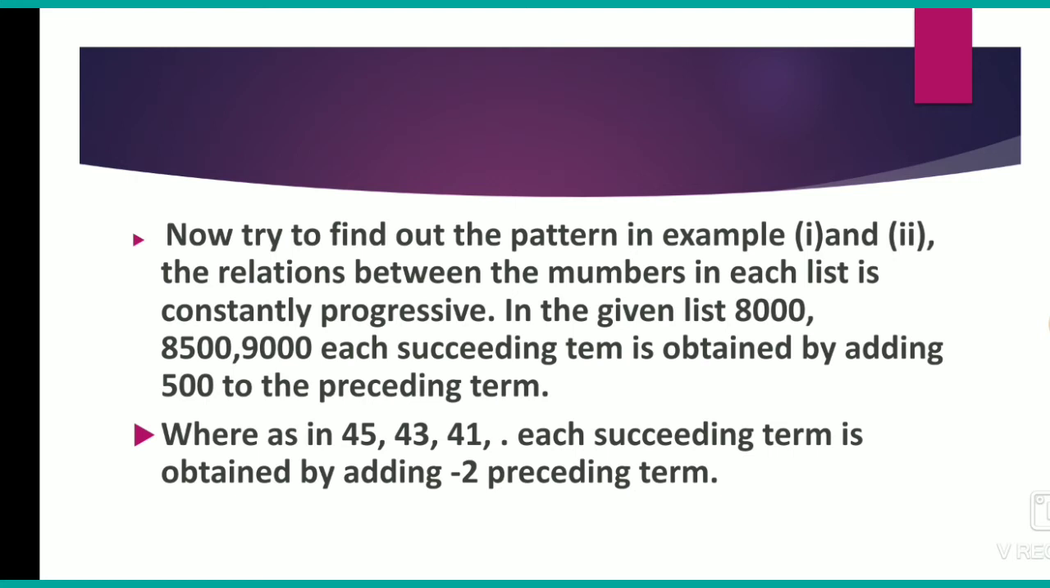Now, in the second example, 45, 43, 41 and so on, each succeeding term is obtained by adding minus 2 to the preceding term. So here we are subtracting, but we use the sign minus with the 2. That's why it is gradually decreased by 2. Okay, and next.